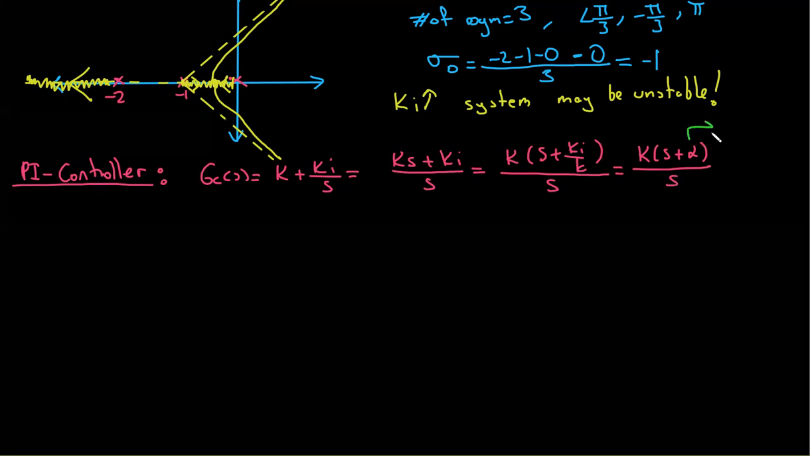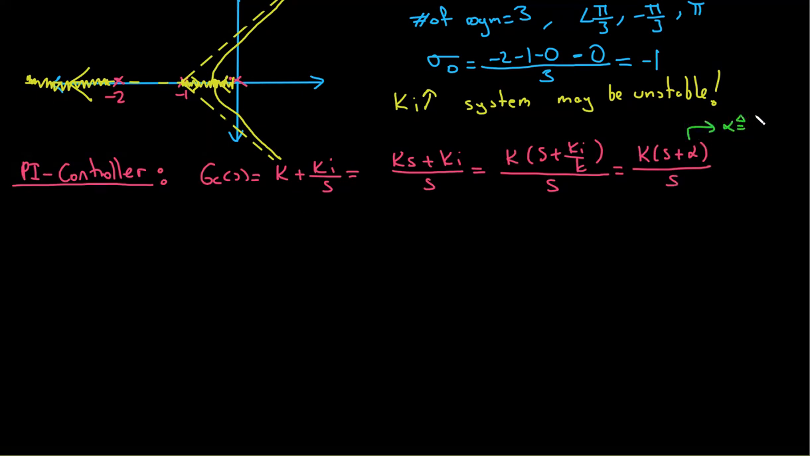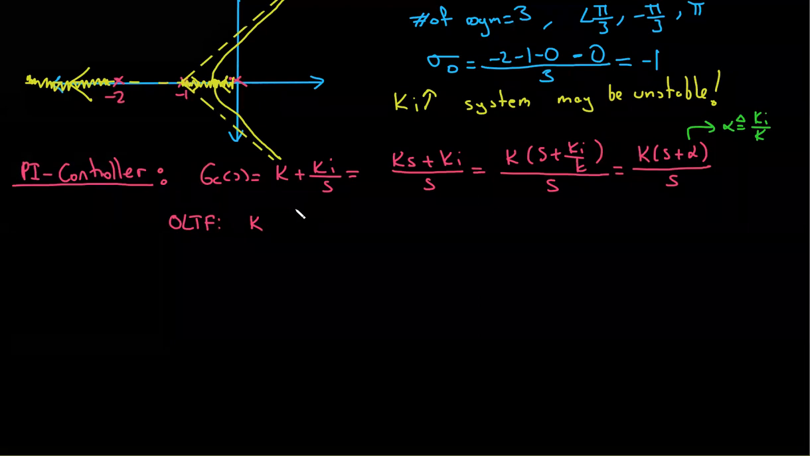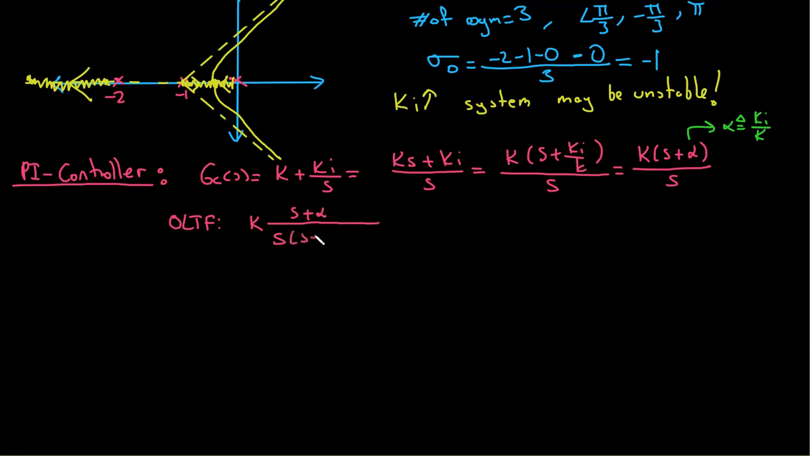And that alpha is equal to Ki over K, okay? So good news is by using a PI controller, I am introducing one zero to the system, one pole at the origin, and I have one free parameter I can change from 0 to infinity. So I can maybe write down the open loop transfer function and you can see it yourself. So it is equal to K times S plus alpha divided by S times S plus 1 times S plus 2. Okay, I introduce one pole and one zero by using a PI controller.